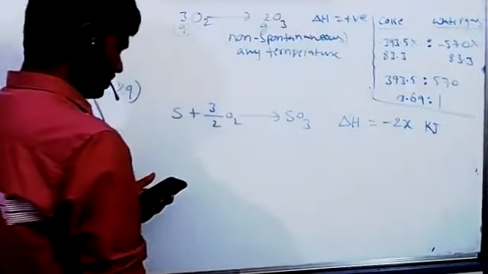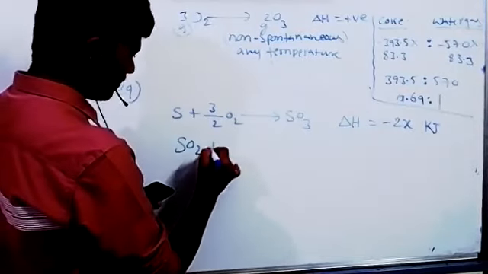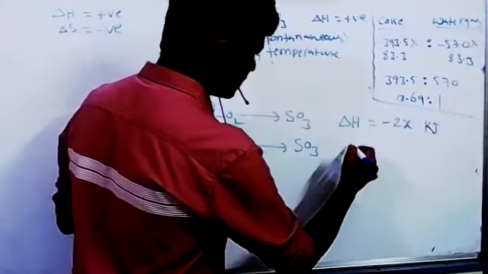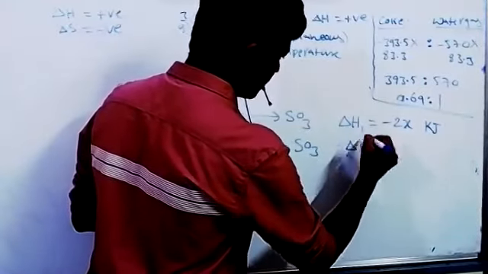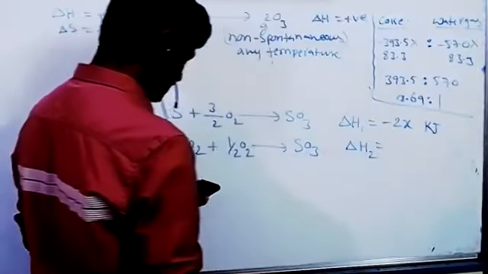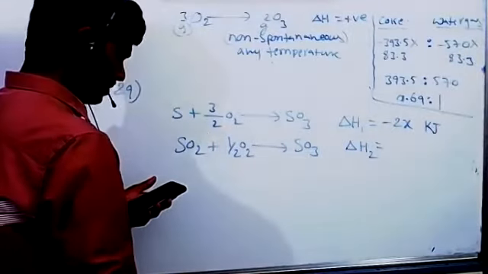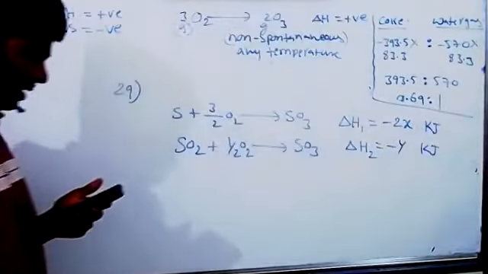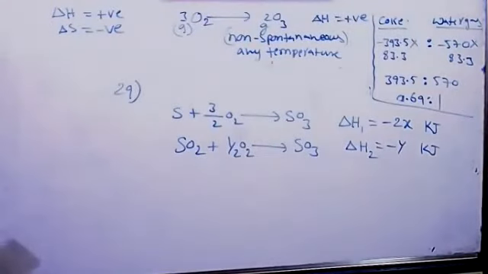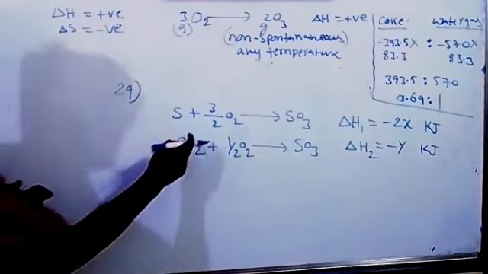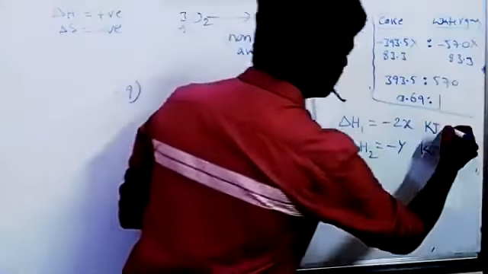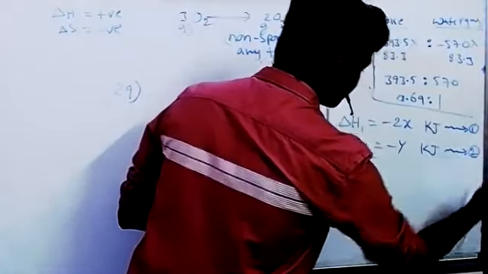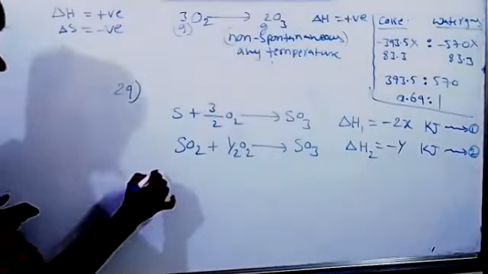kilojoules. The second reaction is SO2 plus half O2 giving SO3 plus Y, so take as delta H1, this is delta H2. Plus Y means minus Y kilojoule, heat is released. Okay. So what is the enthalpy of formation of SO2? So enthalpy of formation of SO2 we have to get. This is equation 1. This is equation 2. Okay, do equation 1 minus 2.